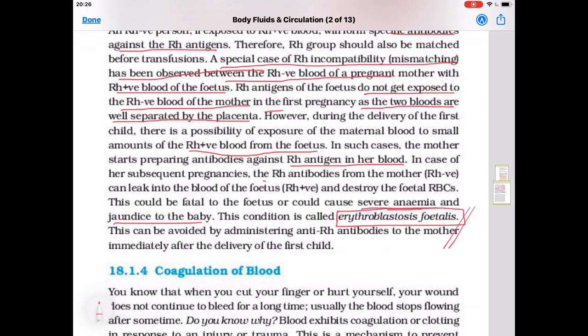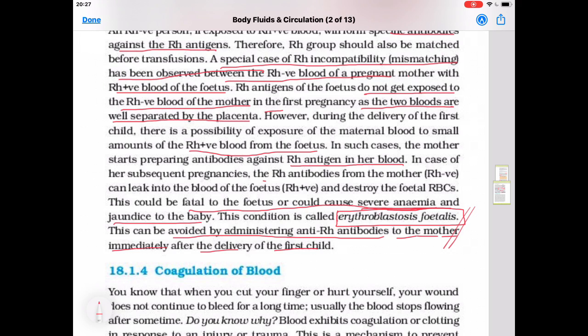This could be fatal to the fetus or could cause severe anemia and jaundice to the baby. This condition is called erythroblastosis fetalis. This can be avoided by administering anti-Rh antibodies to the mother immediately after the delivery of the first child. So, after the delivery of the first child, anti-Rh antibodies are given to the mother.